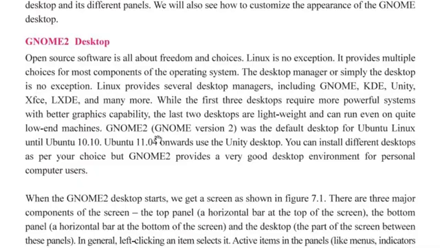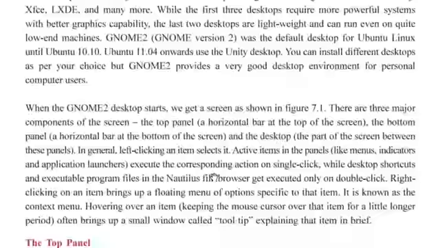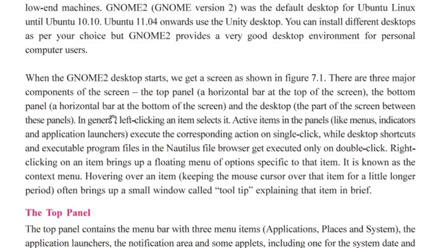GNOME 2, that is GNOME version 2, was the default desktop for Ubuntu Linux until Ubuntu 10.10. Ubuntu 11.04 onwards use the Unity desktop. You can install different desktops as per your choice, but GNOME 2 provides a very good desktop environment for personal computer users. When the GNOME 2 desktop starts, we get a screen as shown in figure 7.1.